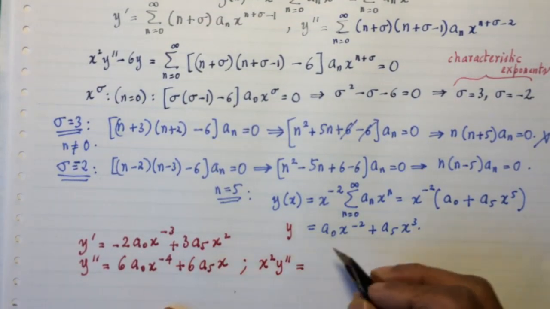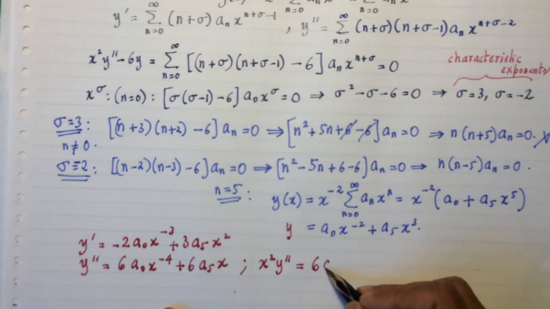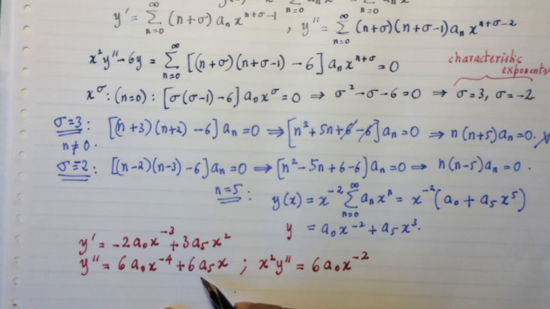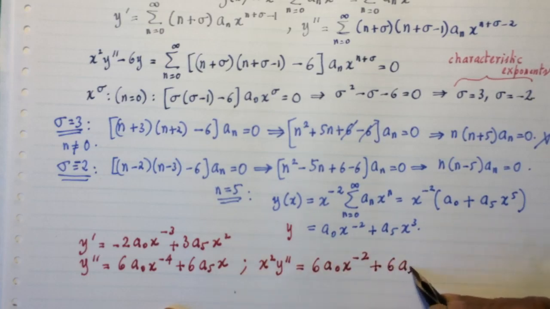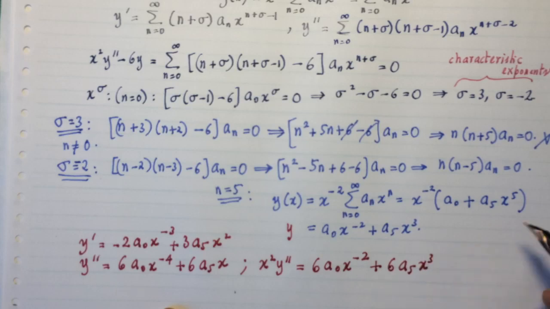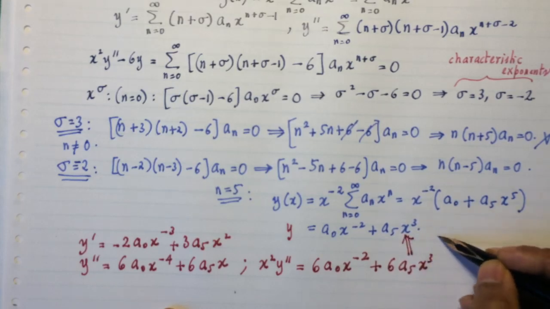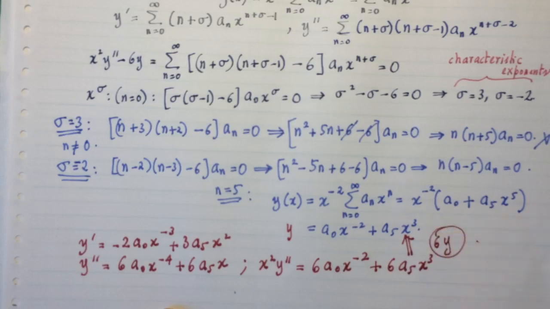x squared times y double prime is 6 a0 x to the minus 2, and then x squared times this term here is 6 a5 x cubed, and you notice that it's indeed 6 times y. So we have managed to find the unique solution to this differential equation.